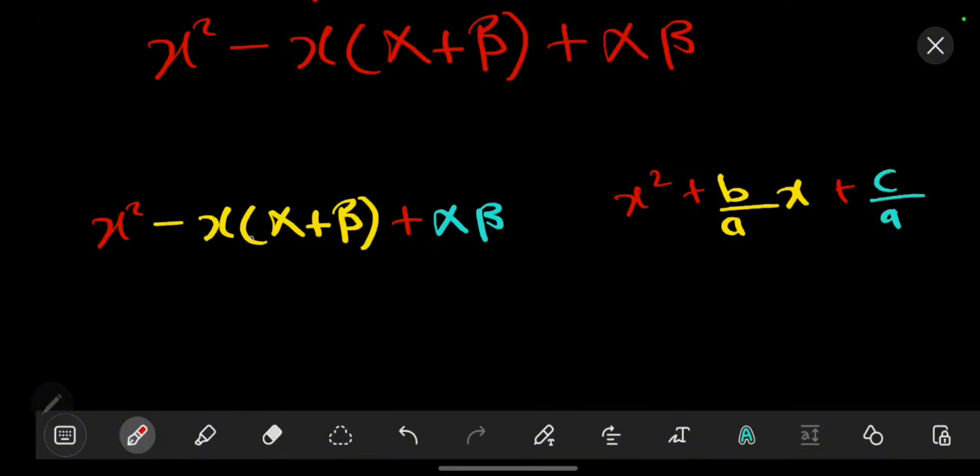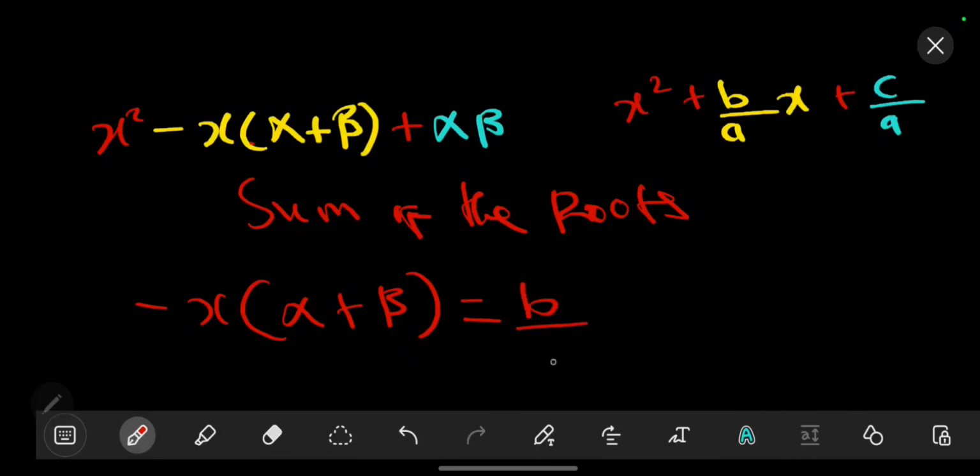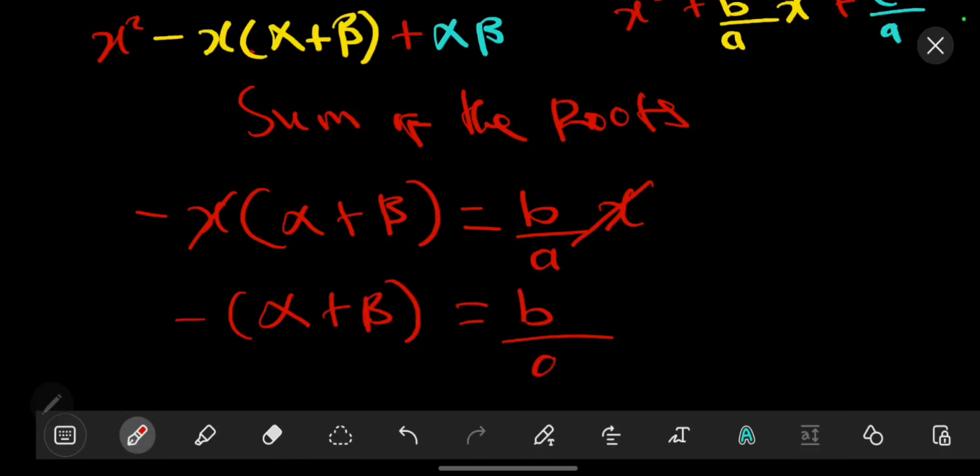So therefore, we can equate these. So the sum of the roots means you are getting this. So you are going to have your negative x, open brackets, alpha plus beta, should be equal to b over a, then we have our x. If x is the same on both sides, we can just divide it out. We are having negative, open brackets, alpha plus beta, should be equal to b over a.